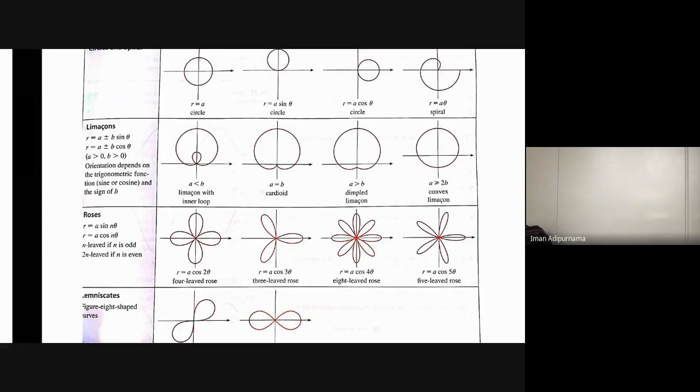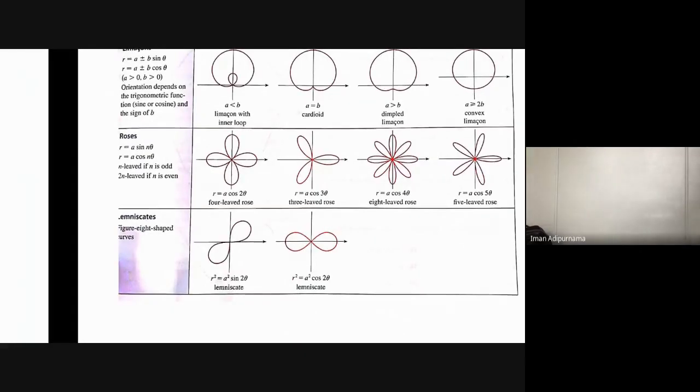Okay. The last one is the lemniscate. We have 2 lemniscates, the sine 2 theta, and then cos 2 theta. The full formula is r squared equals a squared sine 2 theta. And then the other one is the same, but it's cosine.